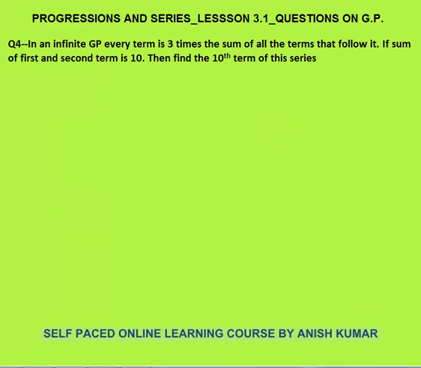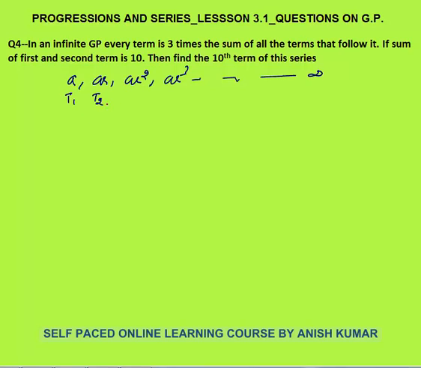Next question is a very important question in aptitude exams, because this question seems to be very difficult, but it's not that difficult. In an infinite GP, let me make the infinite GP: A, AR, AR square, AR cube up to infinity. The question is that every term is 3 times the sum of all the terms that follow it. You can take the first term, or the second term. So I'm taking the first term.